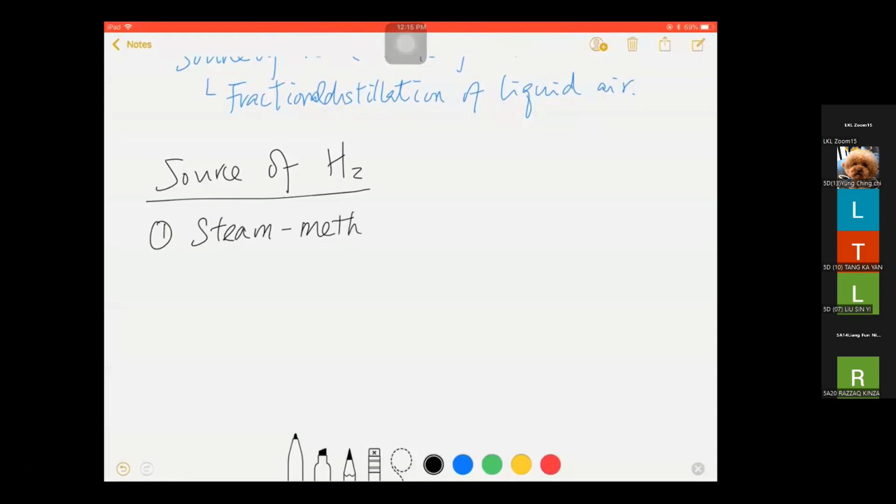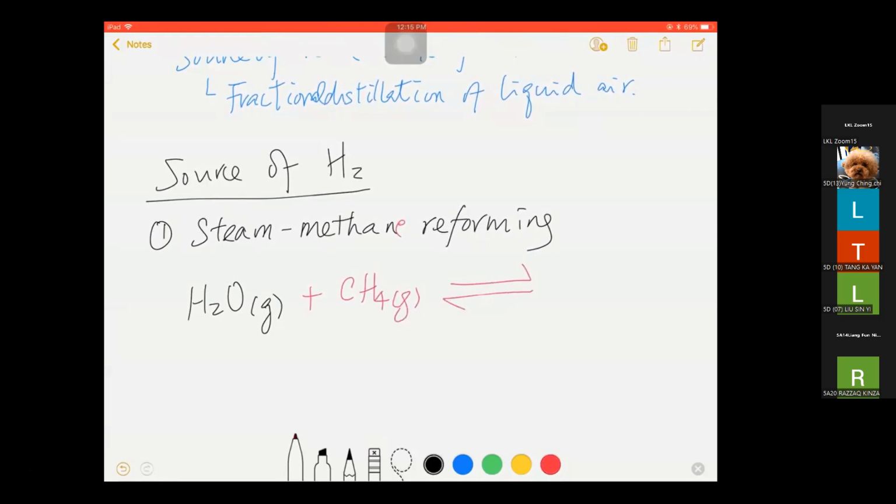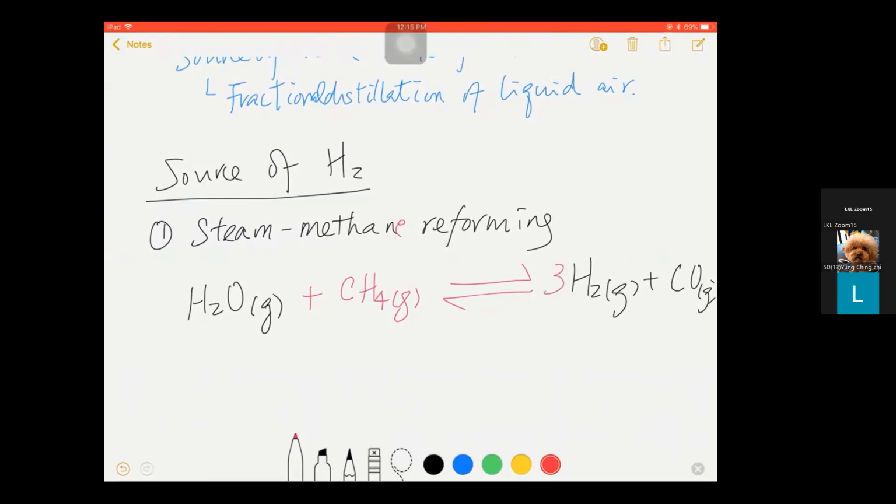Let's talk about the source of hydrogen. There are several sources, and you have to remember the first one, which is called steam methane reforming. Very obvious, steam is one of the reactants. Steam, with state no longer liquid, it is a gas, reacts with methane, the formula for methane is CH4. Again, it is a reversible reaction. Products formed are hydrogen and carbon monoxide.